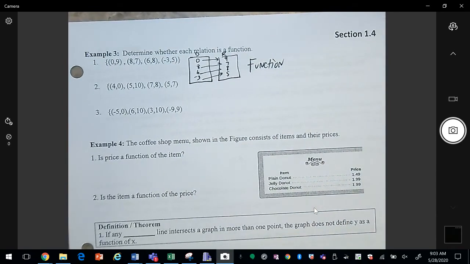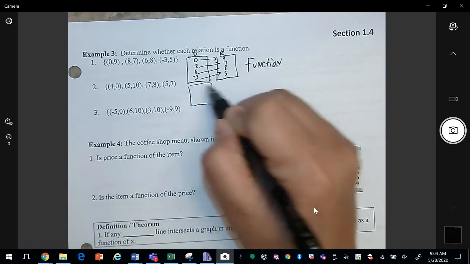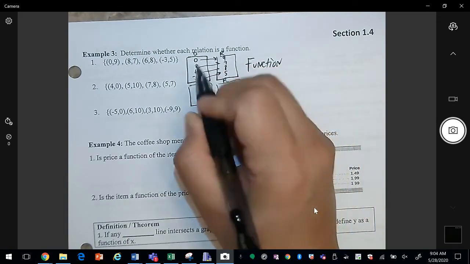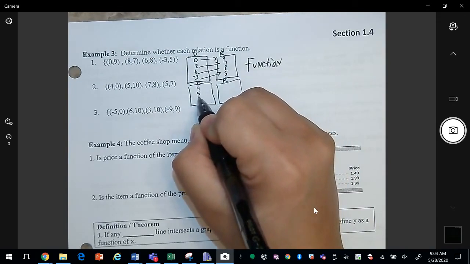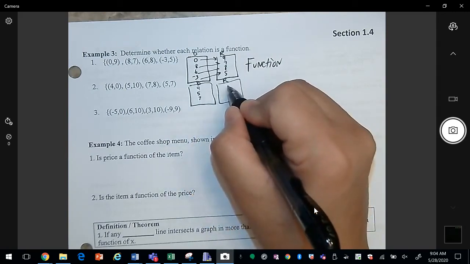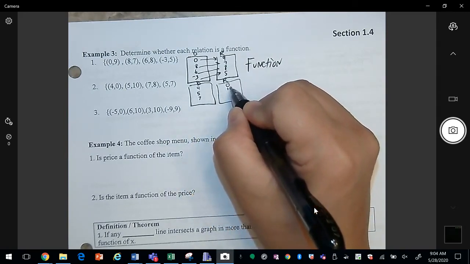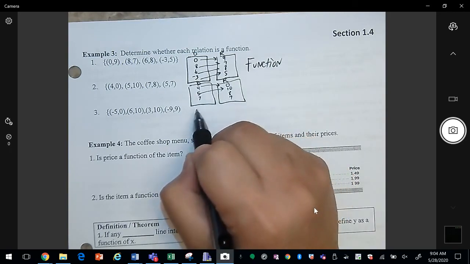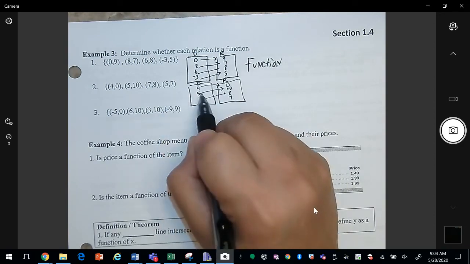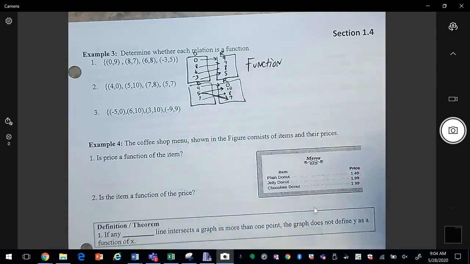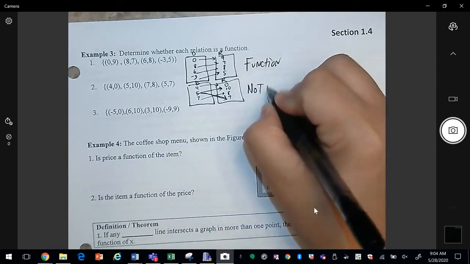Okay, number 2. Again, you can draw yourself a picture. Eventually, you won't need the picture, but for now, if you need it, it's fine. So the domain is 4, 5, 7, and then there's another 5. I'm not going to include it twice. And then the range is 0, 10, 8, and 7. So 4 is going to 0, 5 is going to 10, and then 7 goes to 8, and then 5 goes to 7. So notice that 5 is going to 10, and it's going to 7, so it's going to two different items. So we say this is not a function.